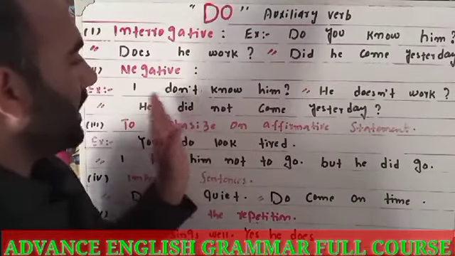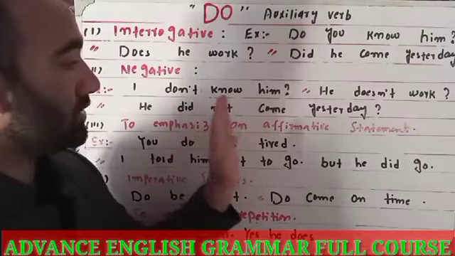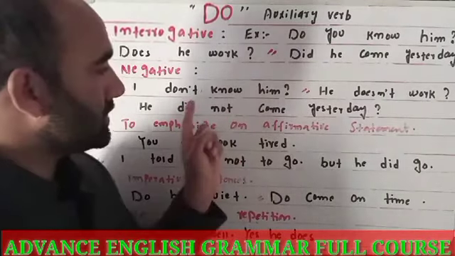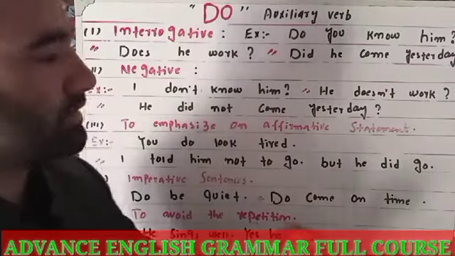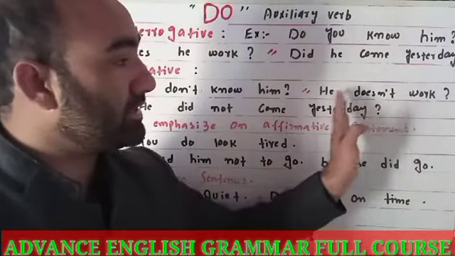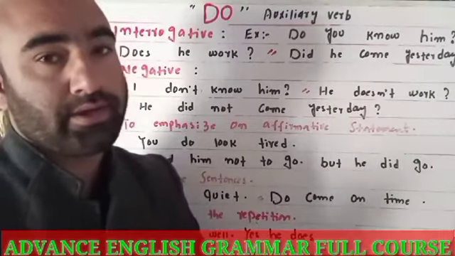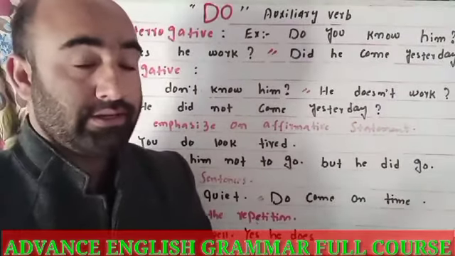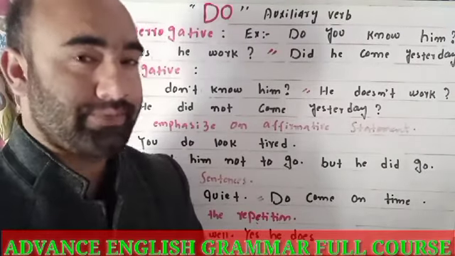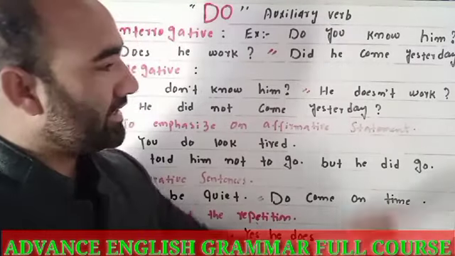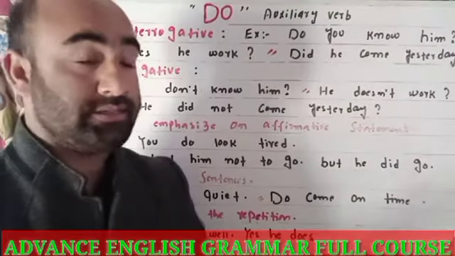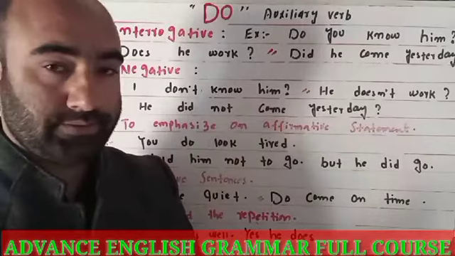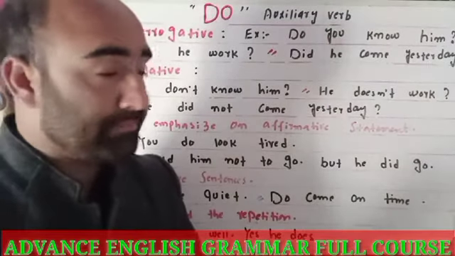In this case, I don't know him, they don't know him, we don't know him, you don't know him, and with the third person pronouns, he doesn't work, she doesn't work, it doesn't work, right? Although they also come in the third person pronouns, doesn't will not be used with them. We use just don't with the third person pronoun they, right?